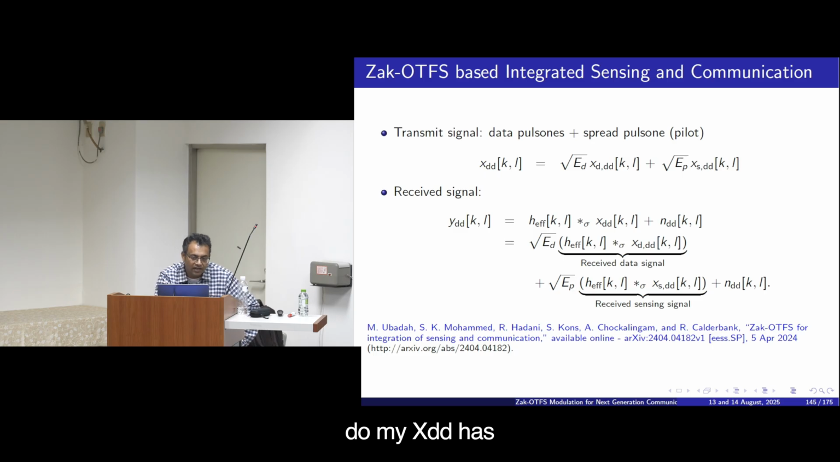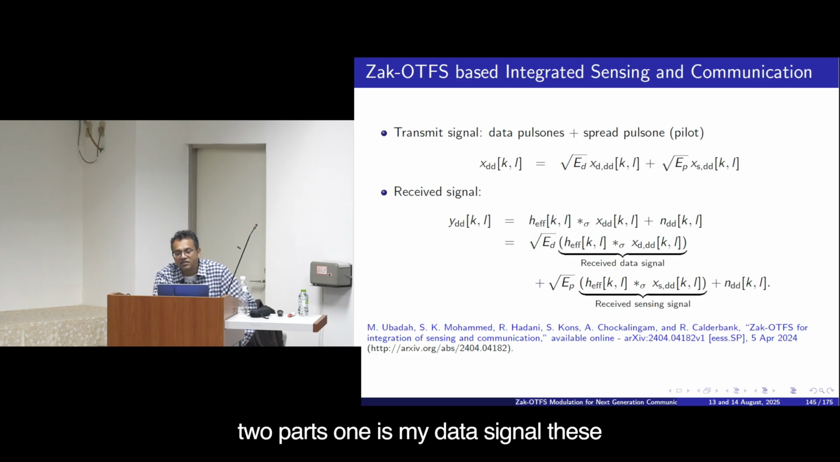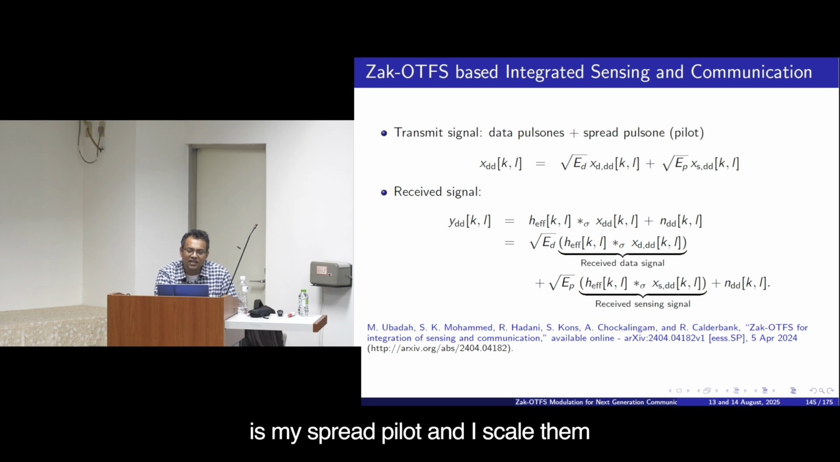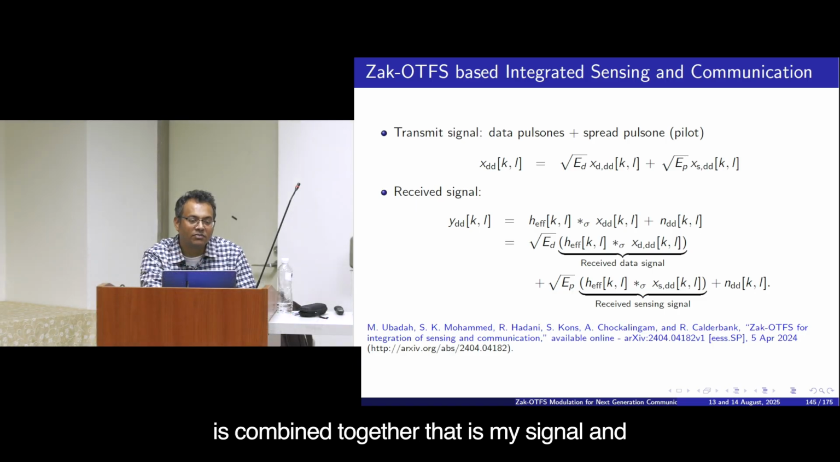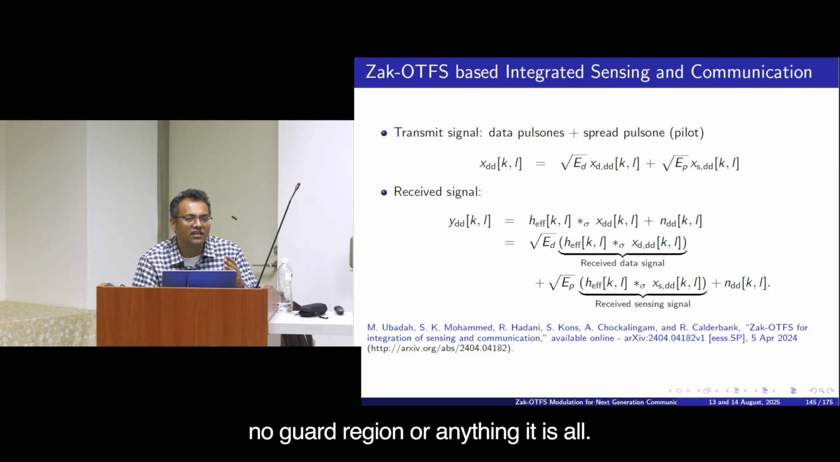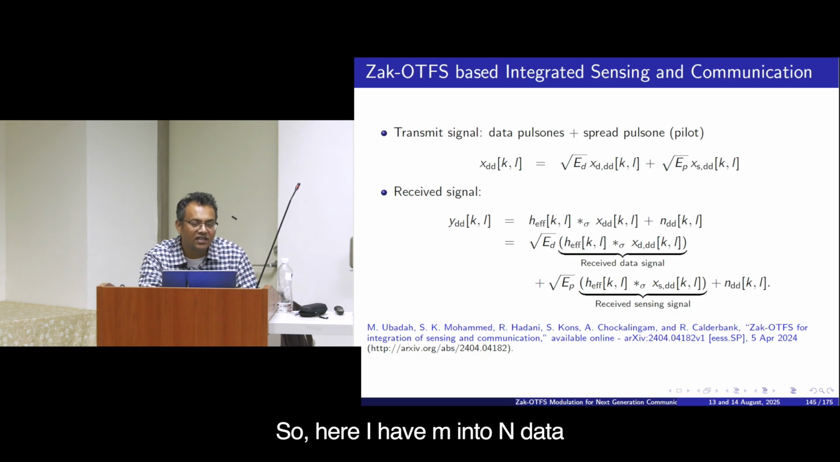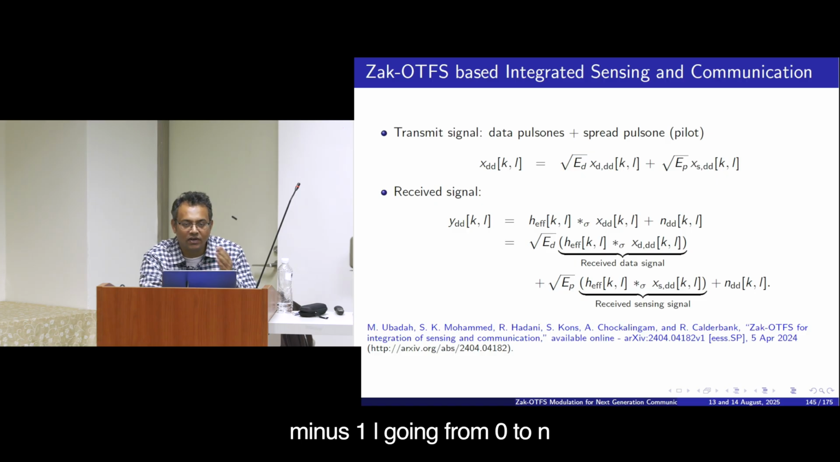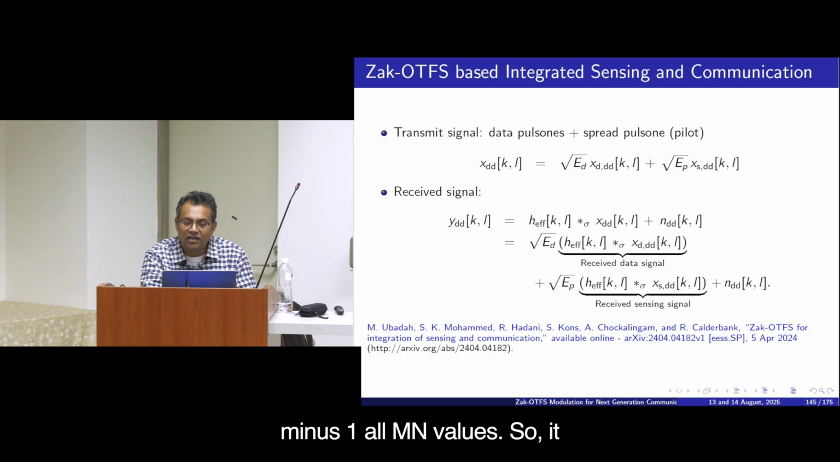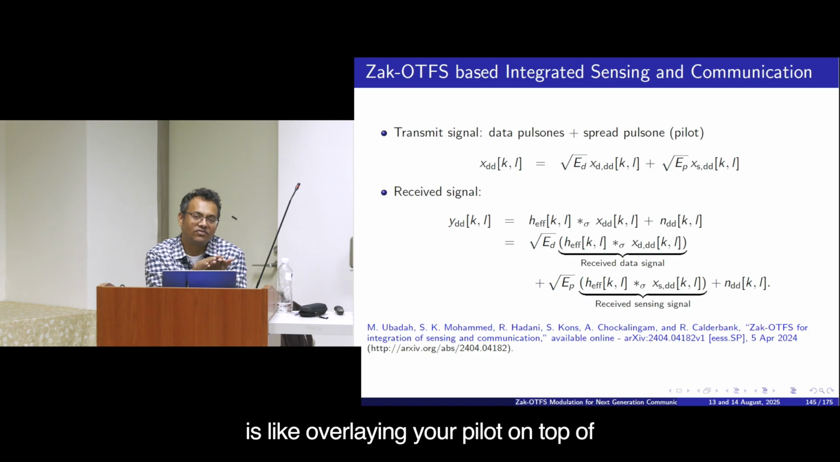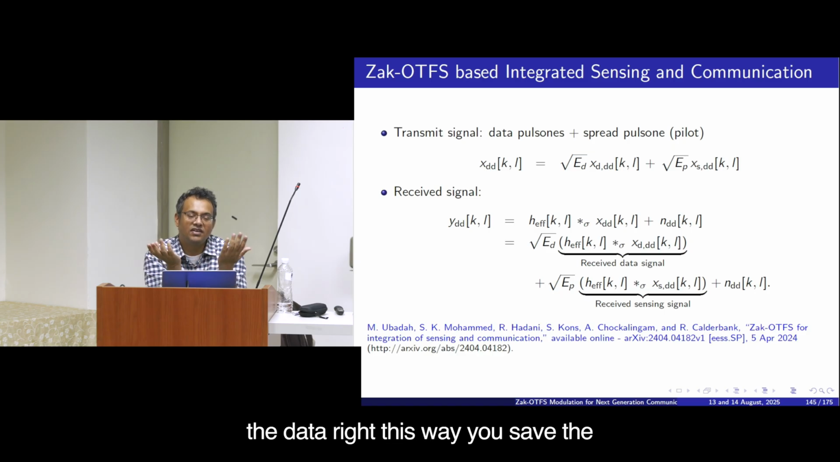My XDD has two parts. One is my data signal, these are the data pulsons, okay, and this one is my spread pilot, and I scale them. This is the energy of the pilot, this is the energy of the data, okay, and this is combined together, that is my signal. And now in the data part there is no guard region or anything. So, here I have m into n data symbols, all values of k 0 to m minus 1, L going from 0 to n minus 1, all mn values. So, it is like overlaying your pilot on top of the data, right. This way you save the overhead, okay.